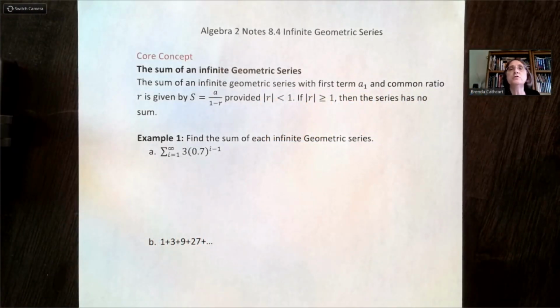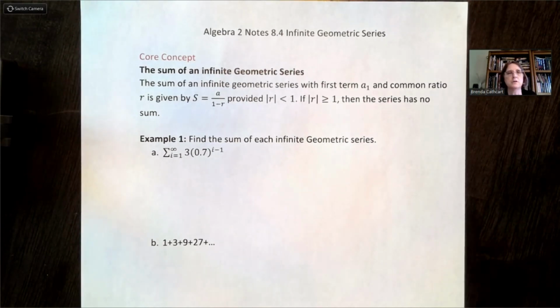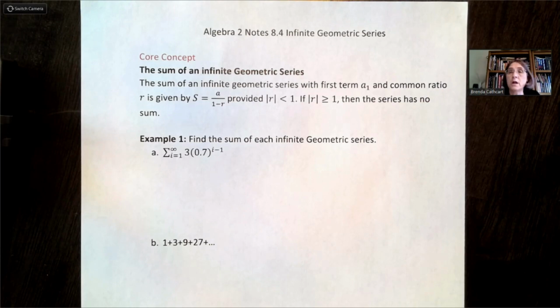Okay, this is Algebra 2 notes. We're working on section 8.4 in our book on infinite geometric series. Yesterday in class, we looked at an exploration of which infinite geometric series have a sum and which ones don't.